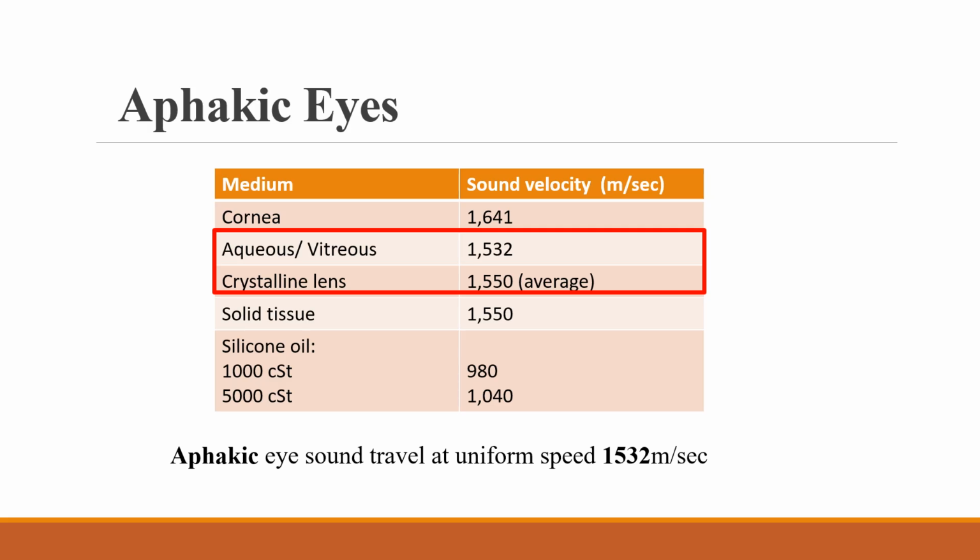Now we shall discuss some special situations in biometry. First of all, phakic eyes. In the phakic eye, sound travels at a uniform speed of 1532 meters per second. In the other media, in the cornea, sound velocity is 1641 meters per second. Aqueous or vitreous, sound speed is 1532 meters per second. In the crystalline lens, 1550 meters per second.